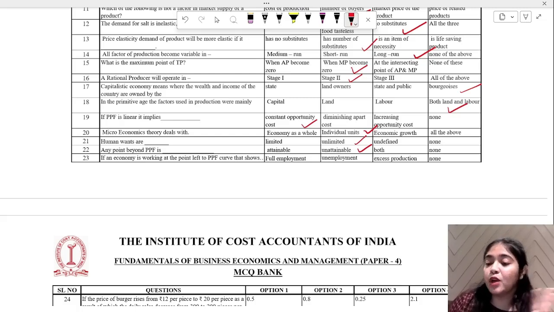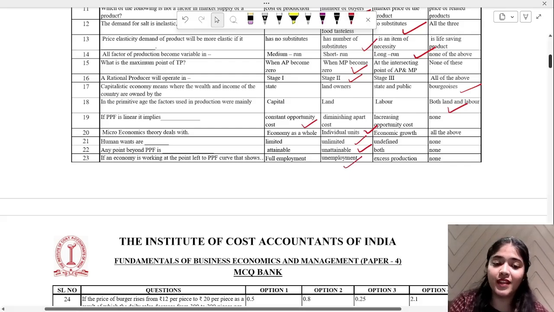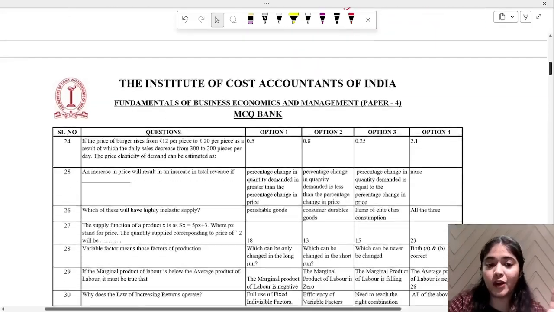Okay. If an economy is working at the point left to the PPF curve, that shows full employment, unemployment, excess production or none. Remember your PPF curve, point left. If the economy is working at the point left to the PPF, it is going to be unemployment. Very good. So that was around 23 questions that we covered.